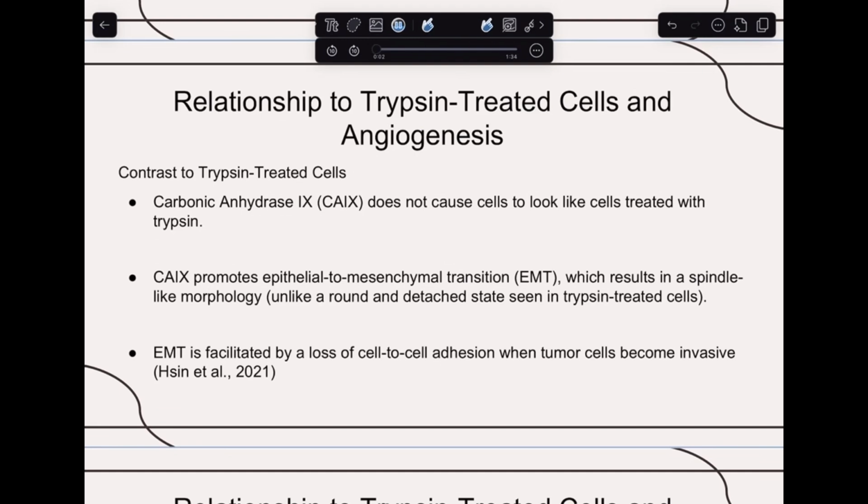Hi, my name is Charmaine, and I will be presenting the relationship to trypsin-treated cells and angiogenesis. So carbonic anhydrase 9 does not cause cells to look like cells treated with trypsin. CA9 promotes epithelial to mesenchymal transition, or EMT, which results in a spindle-like morphology, unlike a round and detached state seen in trypsin-treated cells. EMT is facilitated by a loss of cell-to-cell adhesion when tumor cells become invasive.